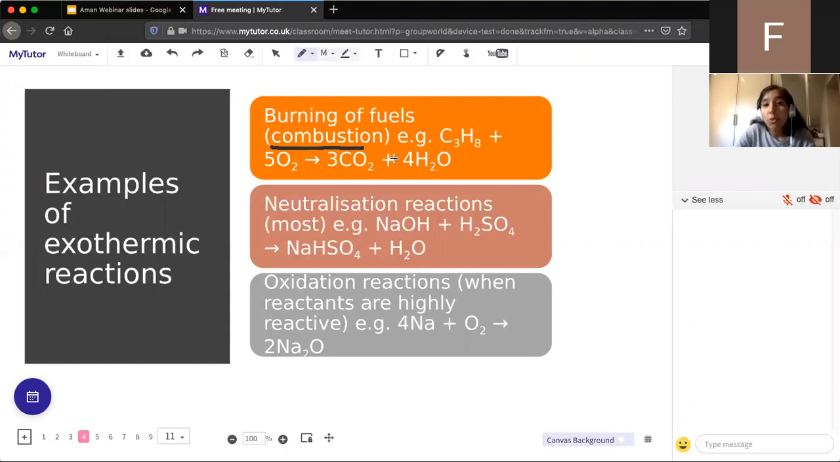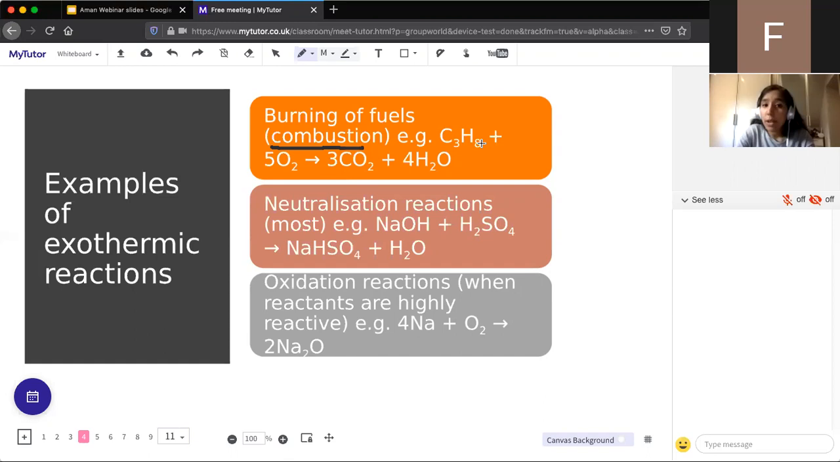We're burning a fuel. So here we're burning propane in oxygen to produce carbon dioxide and water, and that's a key reaction. All of the alkanes will burn in oxygen to produce carbon dioxide and water, and that is always an exothermic reaction. So that means the temperature of the surroundings will increase.